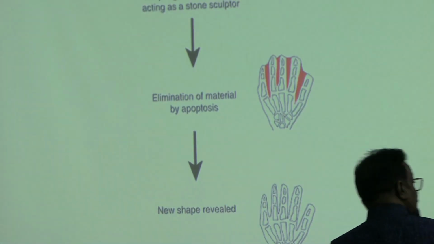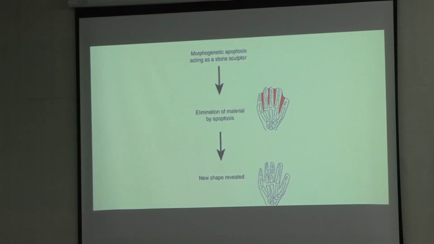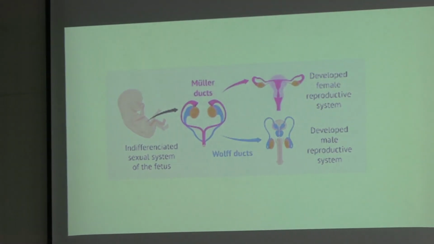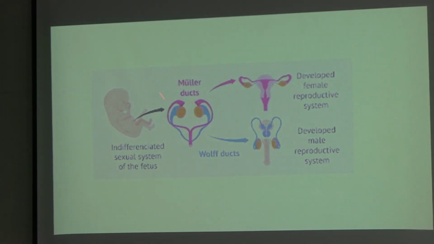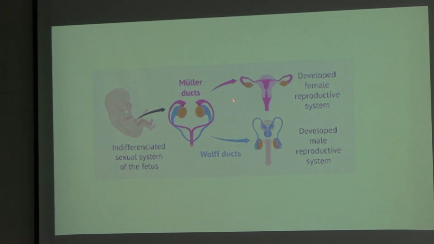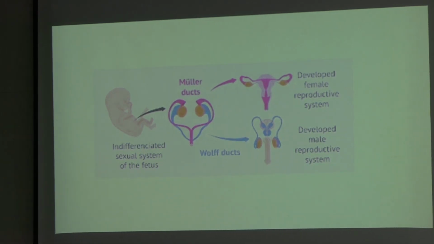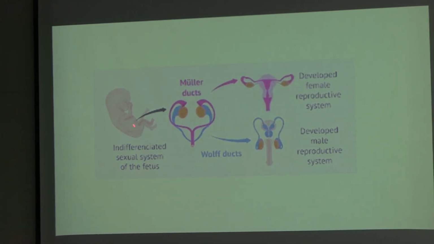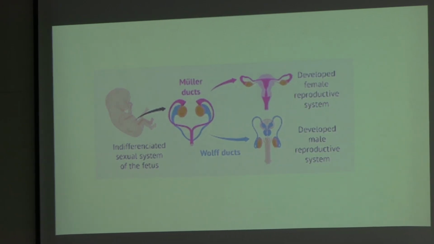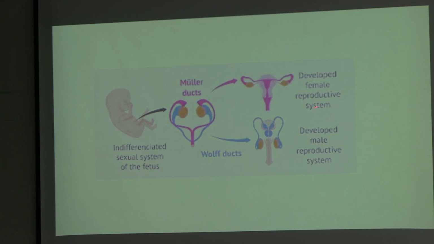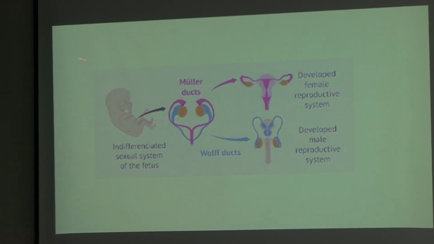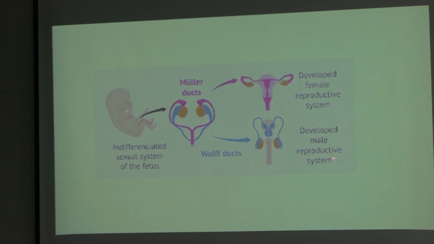These are the webs, red colored, joining the finger digits. And see, there are both the ducts. Now they will be separated. When these ducts, red and blue colored, are separated, the red will form the female sex, and the blue one will form the male reproductive system.